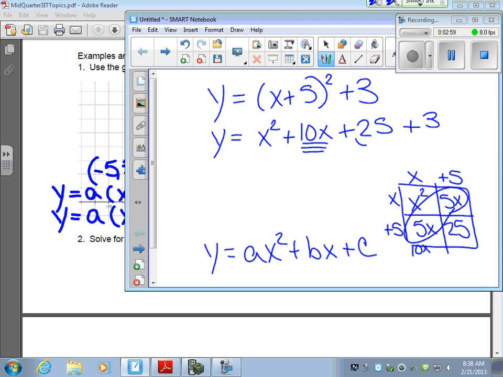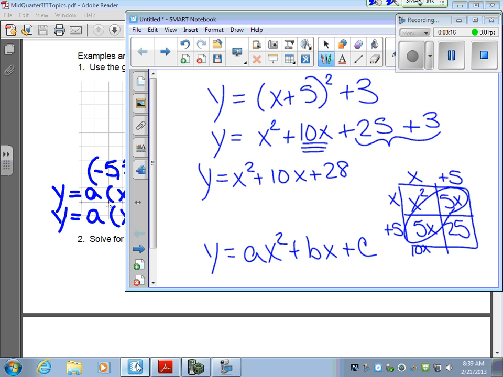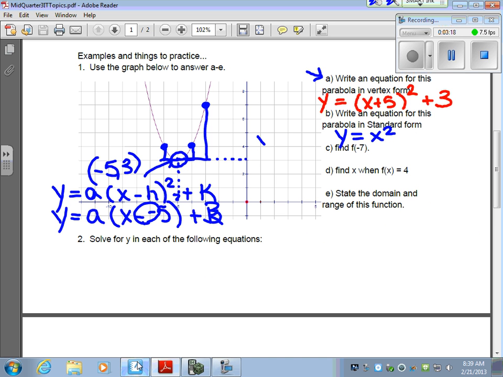Okay, and then the last thing I would have to do is just combine the like terms, and I only have 25 plus 3 as like terms, so there's my equation in standard form. So x squared plus 10x plus 28.